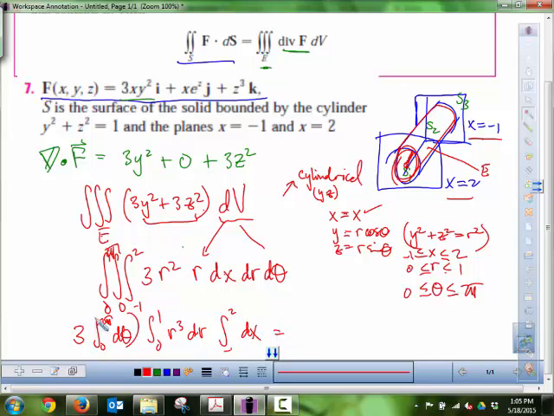So if we just do them individually, first integral is 2 pi, second integral is 1/4, r to the 4th over 4, and you put 1 in. And then the last integral is just the length between -1 and 2, which is 3. So I will call this probably 9 over 2.